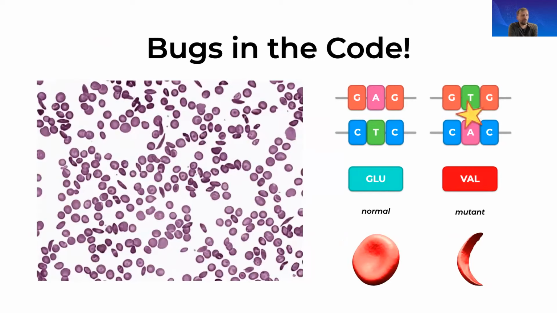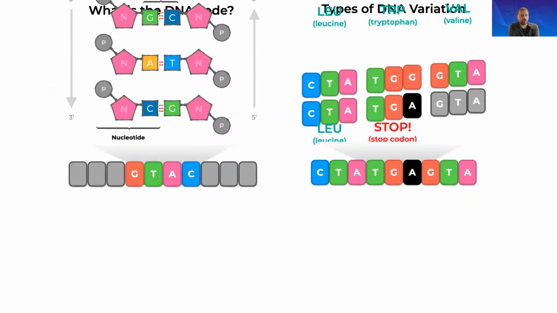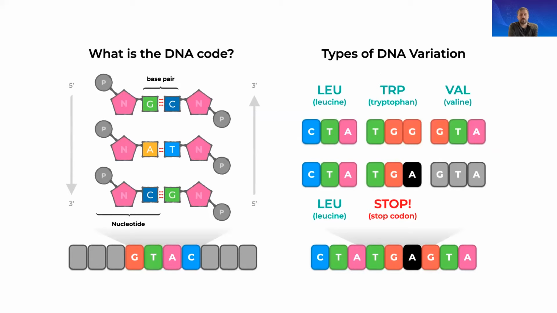That is a result of a variant. So to understand where these variants are found and characterize them, we need to know a little bit about what types of variation we expect to find.